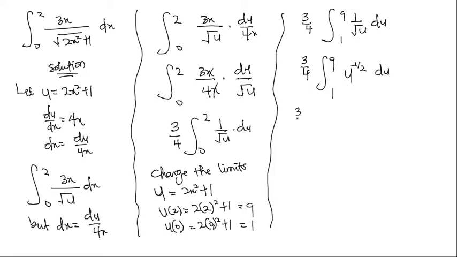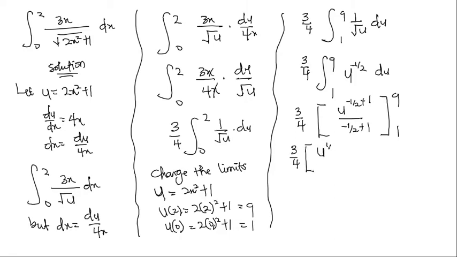So I have 3 on 4. Now if I integrate this, I have u to the negative half plus 1 on negative half plus 1. Because it is a definite integral, I don't need to add a constant, but I need to bring the limits over here. So I have 3 on 4, then u to the power half on half, with the limits 1 to 9.